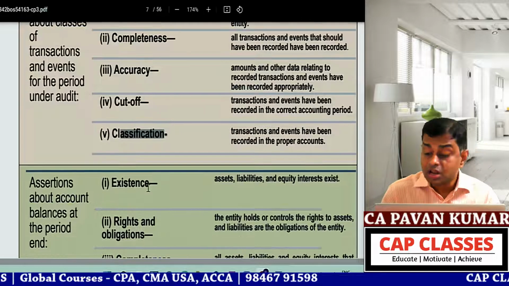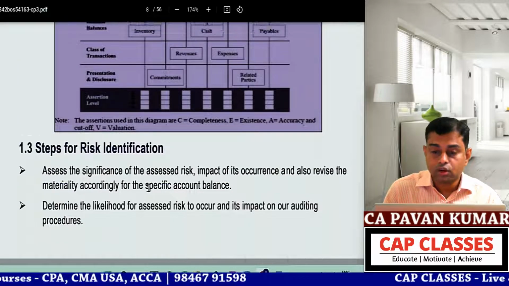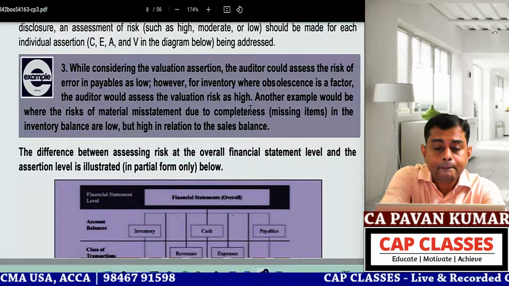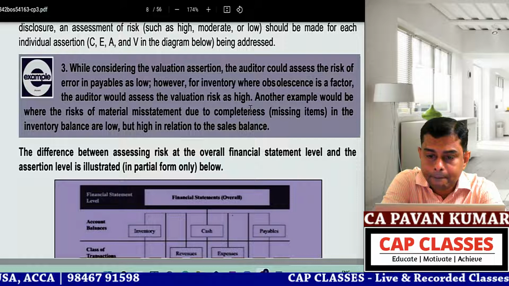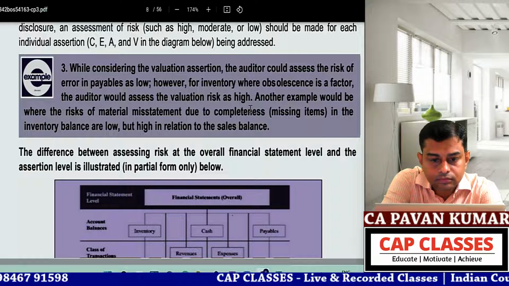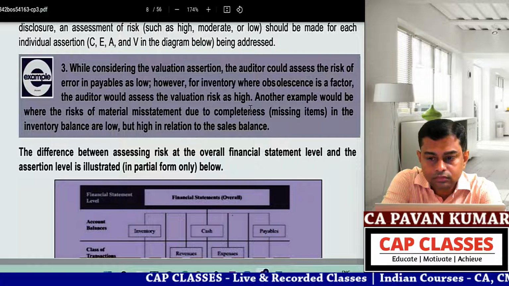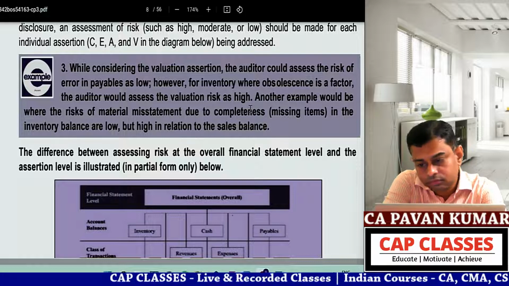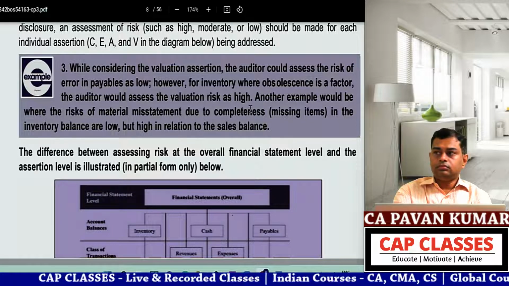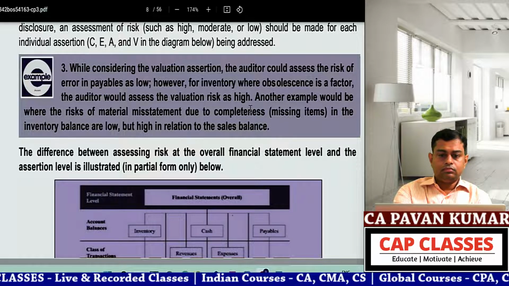This is assertion level, and ICA has given an excellent diagram again. Look here. So read this example. While considering the valuation assertion, the auditor could assess the risk of errors in payables as low. However, for inventory where obsolescence is a factor, the auditor would assess the valuation risk as high. Another example would be where the risks of material misstatement due to completeness, that is missing items, in the inventory balance are low but high in relation to the sales balance.